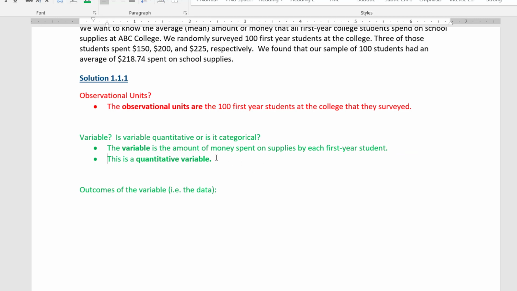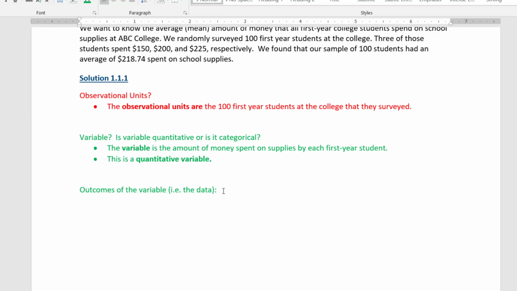Now, this is a quantitative variable. Imagine with your clipboard the thing that you're actually writing down for each student. You would be writing down like $200 for this student, $150 for this other student, $225 for this third student. You would be writing down numbers, dollar amounts that student spent on school supplies. That's quantitative. Those are numbers that you're writing down.